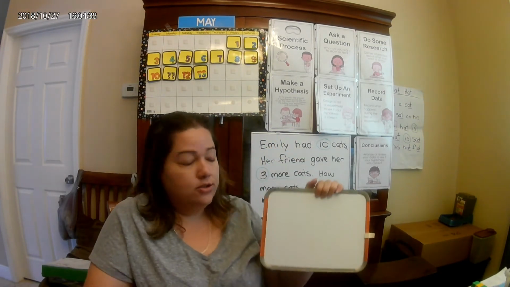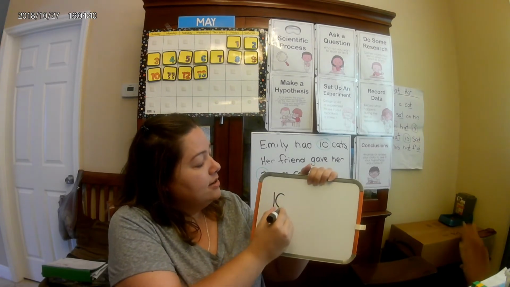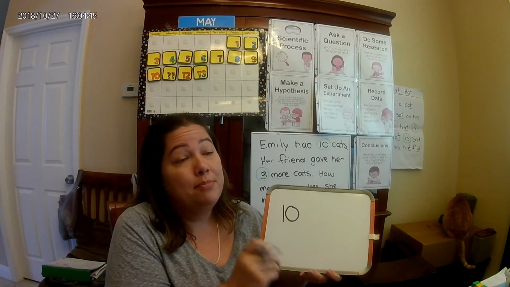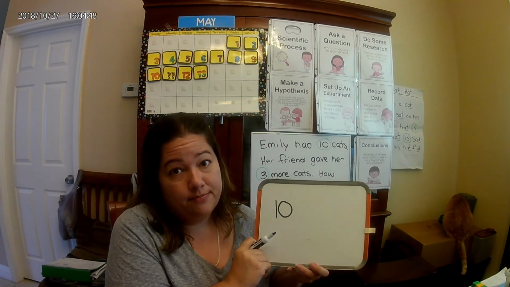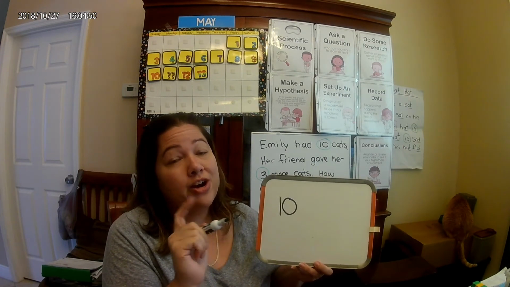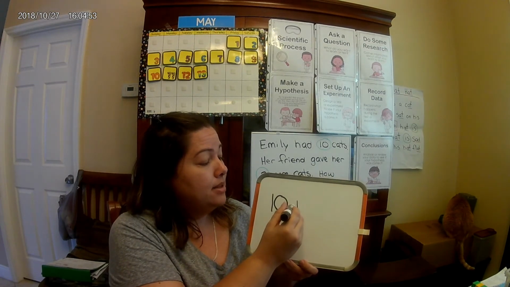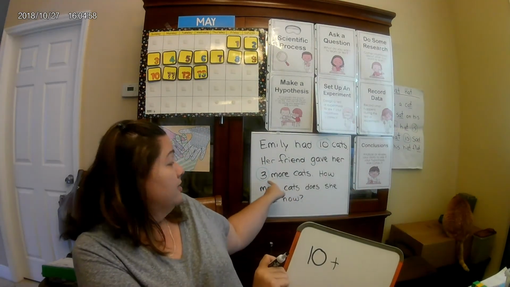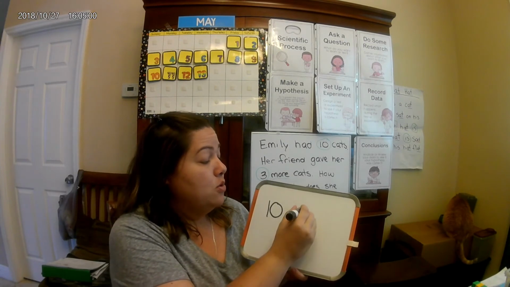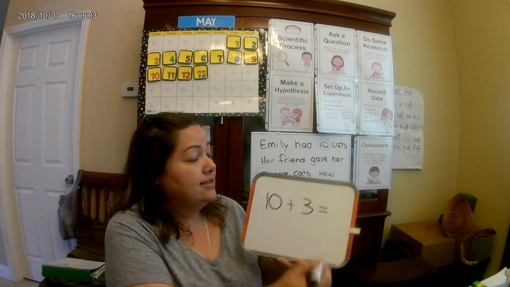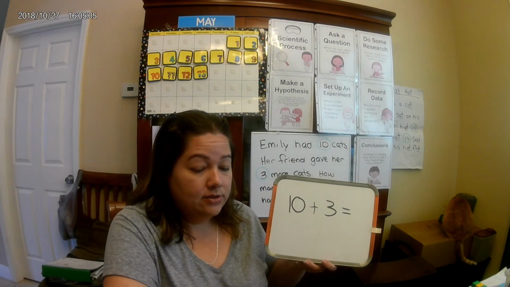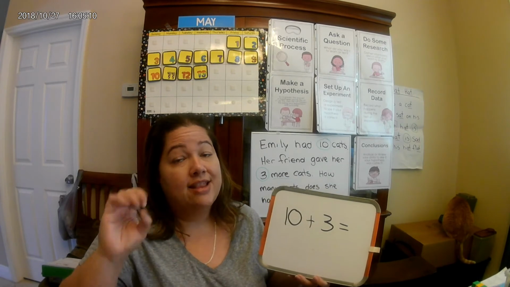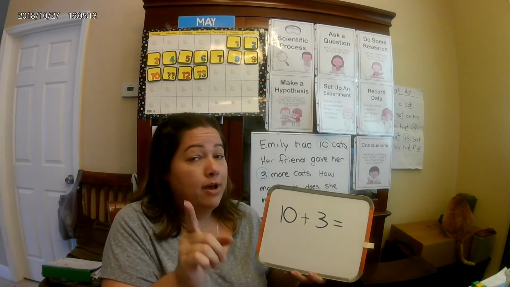So let's go ahead and do our 10. A 1 and a 0. Now, since we're adding, what sign are we going to use? Are we going to use a plus sign or a subtraction sign? Plus or minus? We are adding, so we're going to do a plus sign. And then how many more cats did her friend give her? Gave her 3. 3 more. So 10 plus 3. Now, we did this, remember, if you take your 10, you have a group of 10, and then you can just count up from there. But we'll do both ways today.